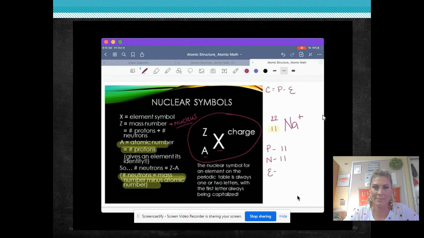Or you can just think about it in your head. Well, if it's a +1 charge, there's one more proton than there is an electron. If I have 11 protons, that means I'm going to have 10 electrons. Okay? We're going to do some more practice with this later on.